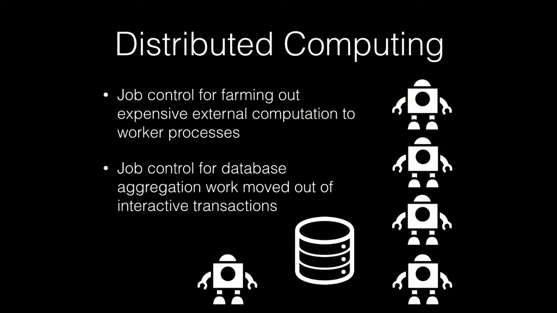So some other things you might like to do with the database queue are farming work out to some large pool of worker servers, or any kind of aggregation that doesn't have to be done in the transaction, because you've got some interactive transaction happening. You want to do it as fast as possible, but you want to make sure that you go and update some other numbers eventually. That's another good reason to use such a design.